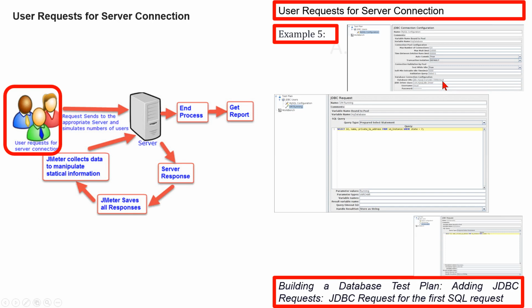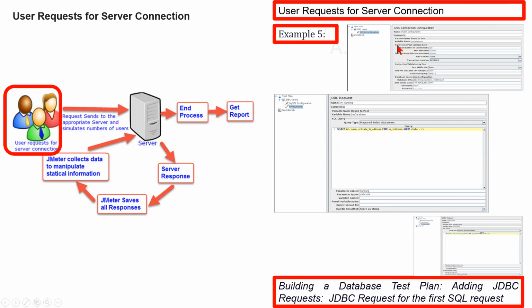The variable name, here my database, is bound to pool. This needs to uniquely identify the configuration. It is used by the JDBC sampler to identify the configuration to be used.